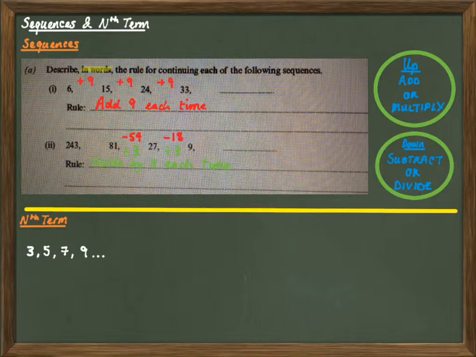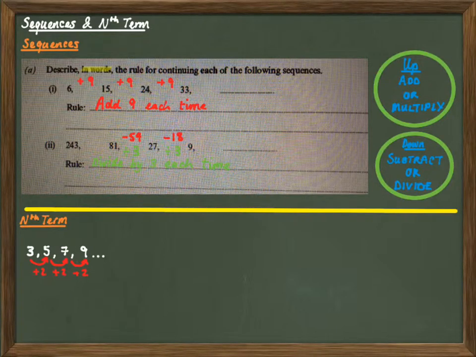The first thing you do is you're going to look at what the sequence is going up in, okay? So for this one, I'm going to draw my little red arrow on. Each of them go up in 2. 3 add 2 is 5, 5 add 2 is 7, 7 add 2 is 9, okay?